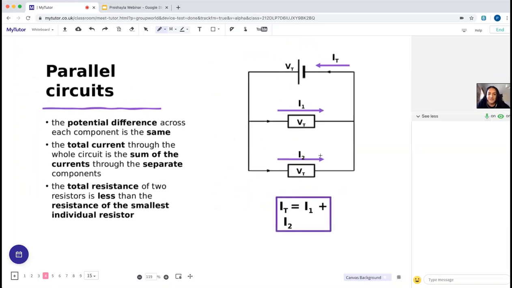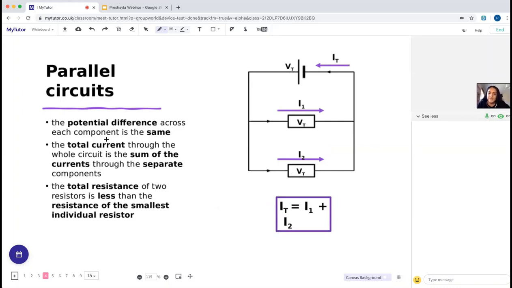This here is an example of a parallel circuit, and we know that it's a parallel circuit because it's got this two-loop system going on. So that's how we know it's a parallel circuit. Now, the rules for a parallel circuit are really important to remember, and once you know the rules, it makes calculating currents and voltages and resistances much easier.